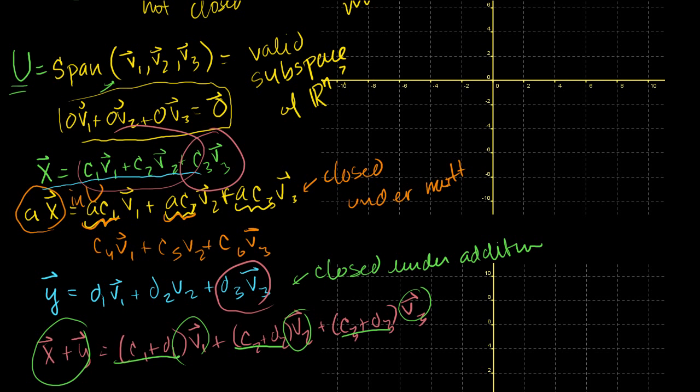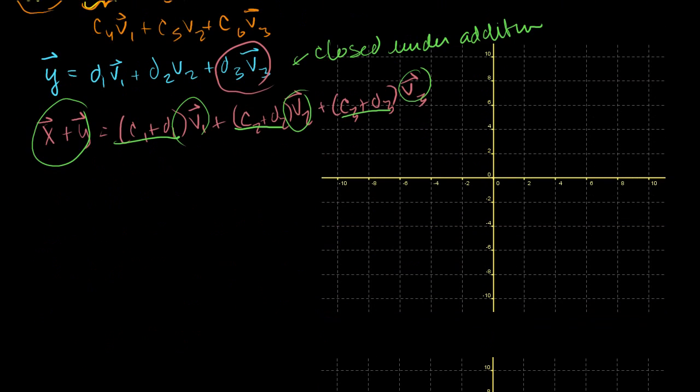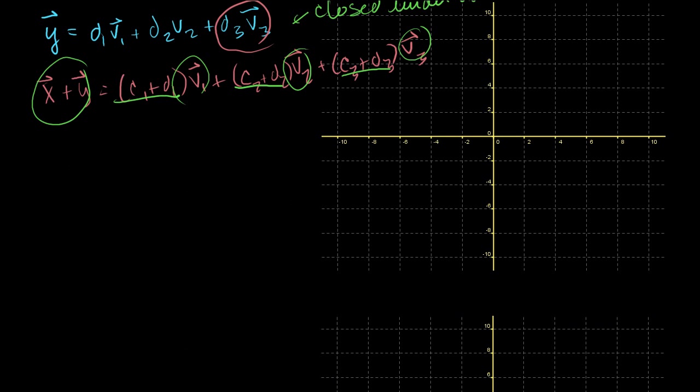but let me show you an example that, clearly, if I just took the span of one vector, let me just define U to be equal to the span of just the vector. Let me just do a really simple one. Let's say it's just the vector 1, 1. Clearly this can't be a valid subspace. Let's think about this visually.